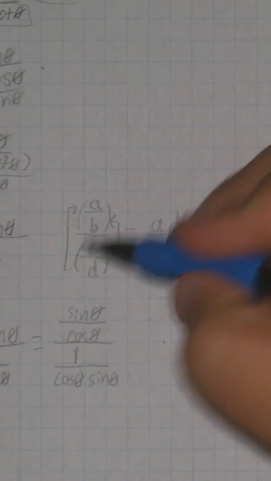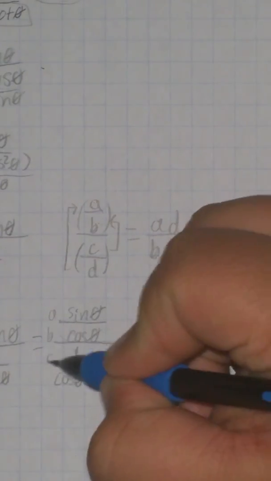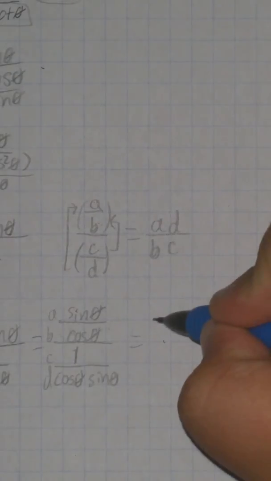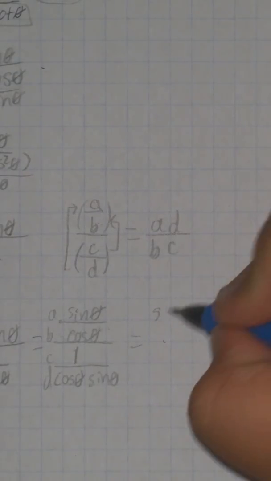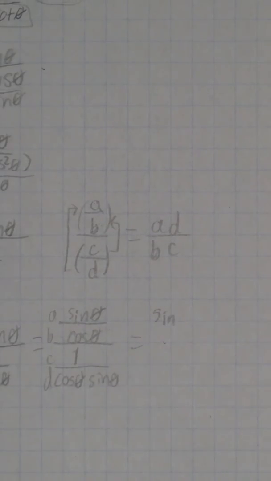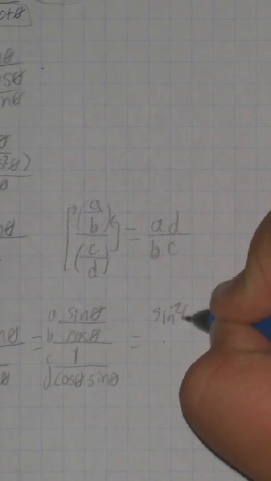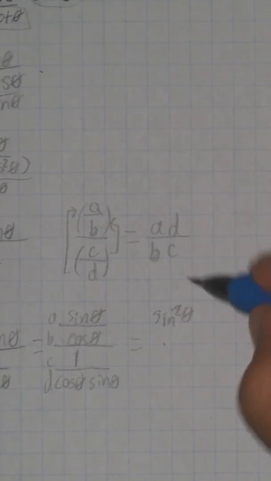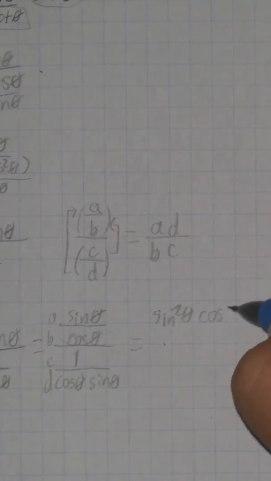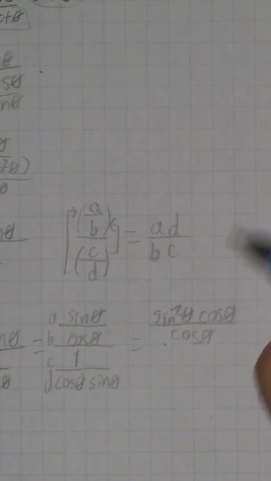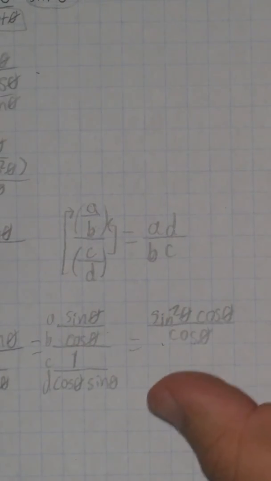So, following the same rule, A, B, C, D, your equation now becomes sine times sine cosine. Since it's all just factors, you multiply them by each other. So you'll end up with sine squared of angle theta. Told myself I was going to stop saying that, but I said it anyways. Times cosine over cosine. As you can see, we're very close to solving it.